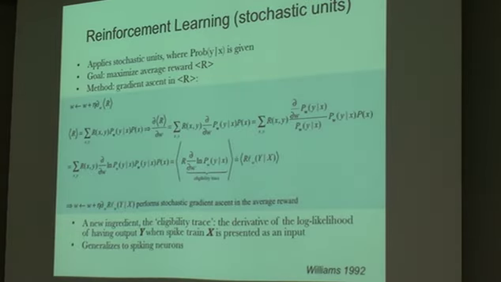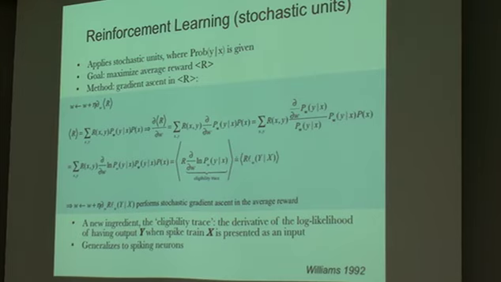So, next comes reinforcement learning. Okay, now we're talking about stochastic units. Before we had a deterministic unit. The output of this unit was a function of the input. It could be +1 or -1. It could be a hyperbolic tangent of the input. But given the input, the output is actually deterministic.